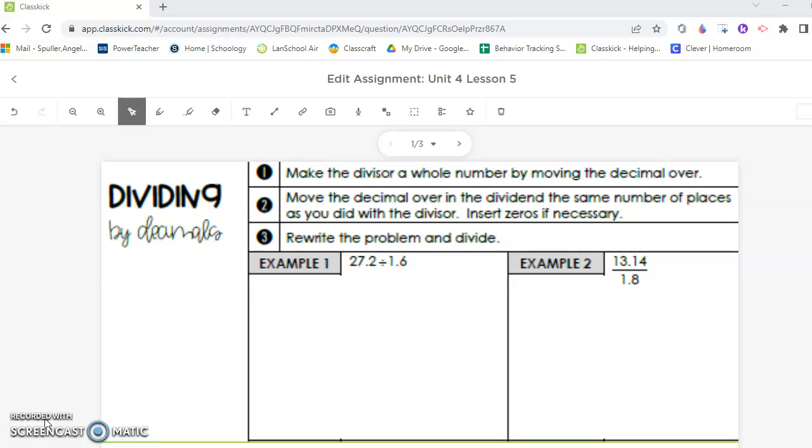So, first and foremost, let's read these instructions. We're going to make the divisor a whole number by moving the decimal over. Move the decimal over in the dividend the same number of places as you did with the divisor. Insert zeros if necessary and rewrite the problem and divide. Okay, so I don't know about you, but that's a lot to remember.